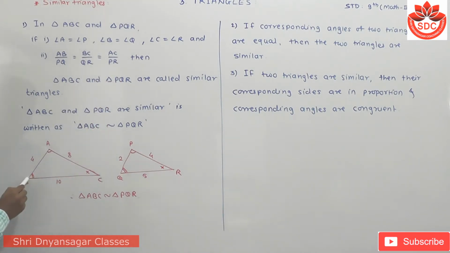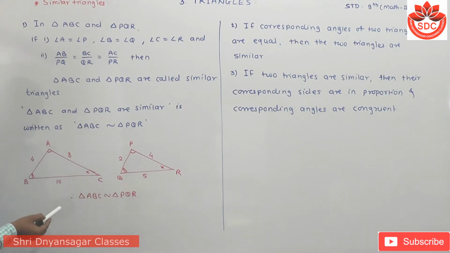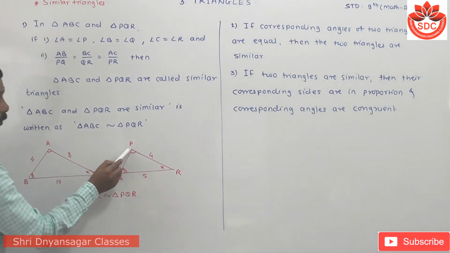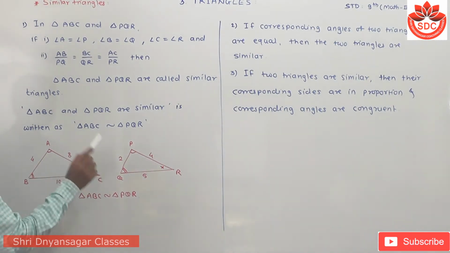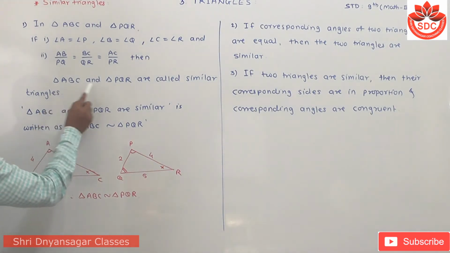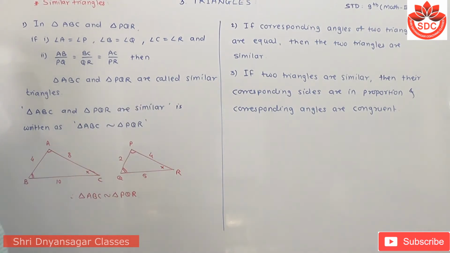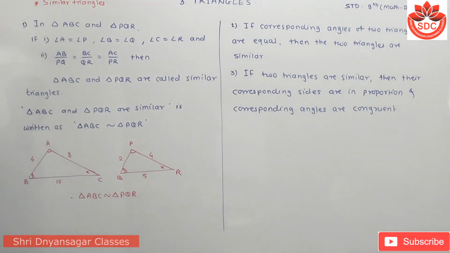Then look carefully, AB upon PQ is 4 upon 2, which means 2 upon 1. Then BC upon QR is 10 upon 5, which means 2 upon 1. And AC upon PR is 8 upon 4, which means 2 upon 1. All these three sides are in the same proportion. Therefore triangle ABC and triangle PQR are called similar triangles, because angles are equal or congruent and sides are in proportion.